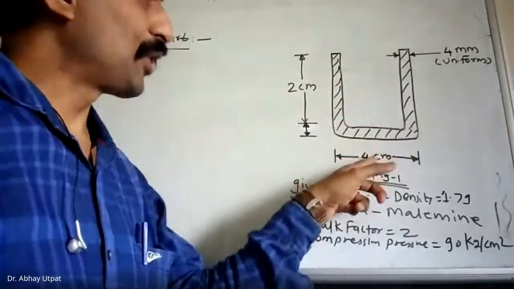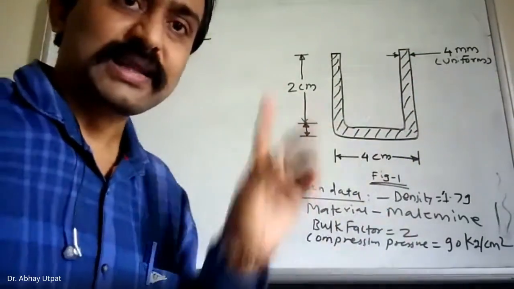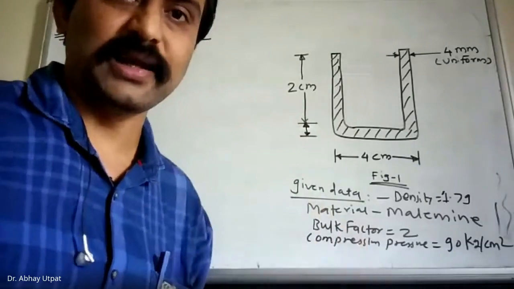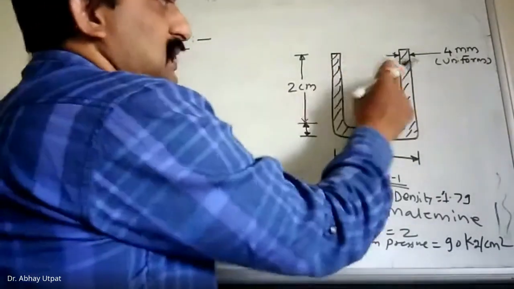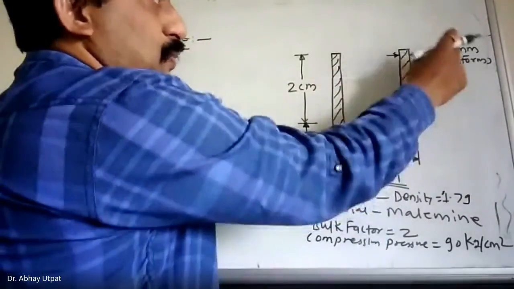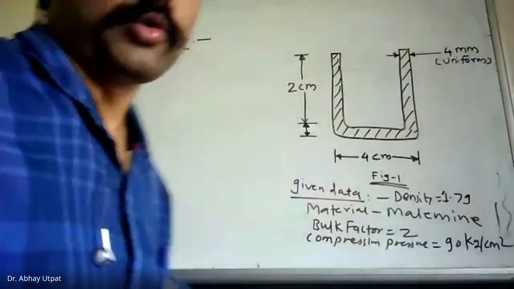ID is 4 centimeter minus 8 millimeter. It will automatically become 3.2 centimeter. Am I correct? I hope you are understanding. The inner diameter of this cylinder will be 4 centimeter minus 4 millimeter minus 4 millimeter. Automatically it will become 3.2 centimeter.